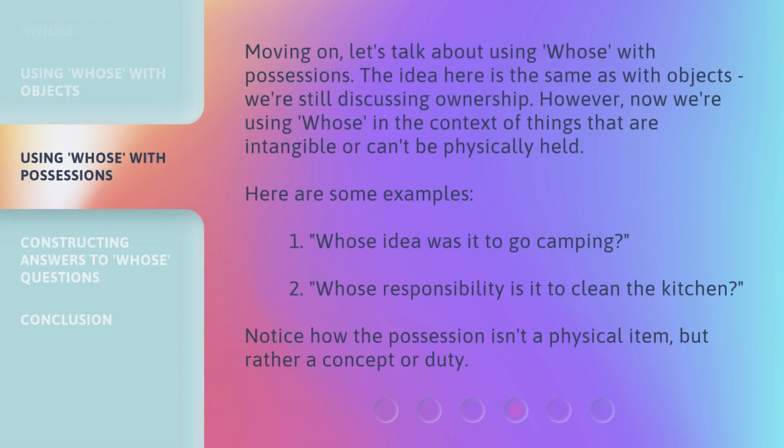Moving on, let's talk about using whose with possessions. The idea here is the same as with objects. We're still discussing ownership. However, now we're using whose in the context of things that are intangible or can't be physically held. Here are some examples. 1. Whose idea was it to go camping? 2. Whose responsibility is it to clean the kitchen? Notice how the possession isn't a physical item, but rather a concept or duty.